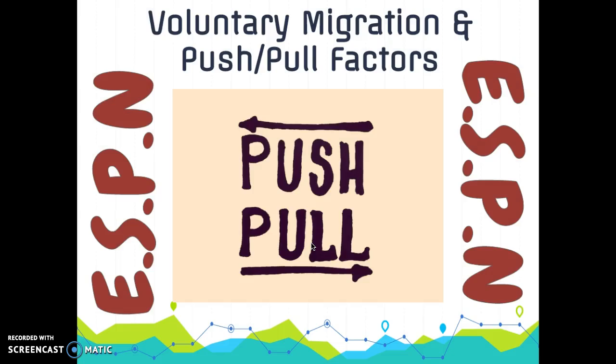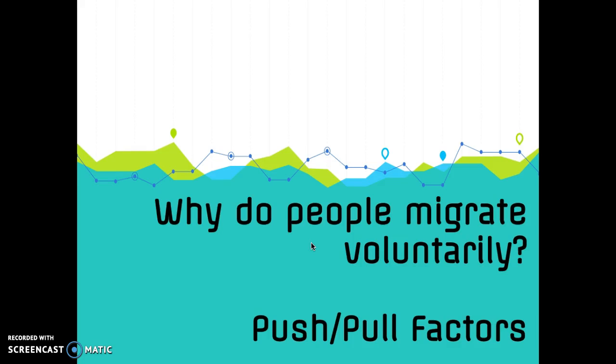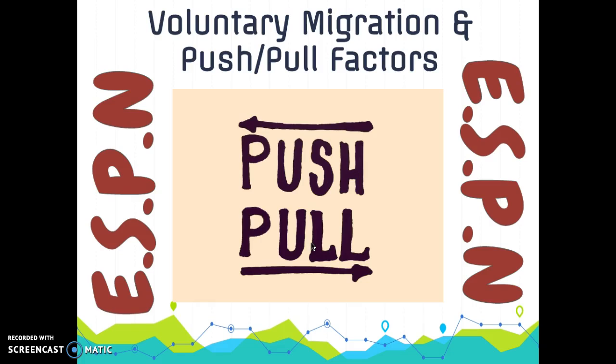Okay, why do people migrate voluntarily? A voluntary migrant is one that's chosen to move. And what they do is they weigh push and pull factors. First, let's talk about what those are. A push factor is a reason, a condition, an event, or a perception that leads people to emigrate or move away from a location, right? It's pushing them out. Most of these push factors are seen as negative. However, that's not true in every single case.